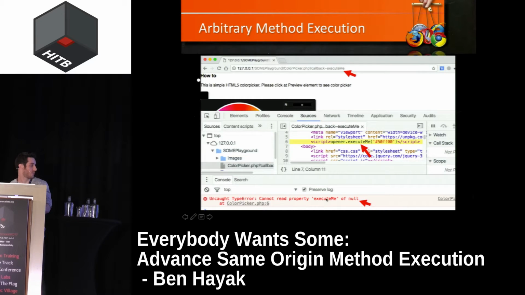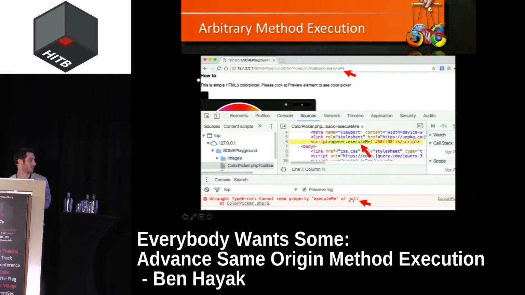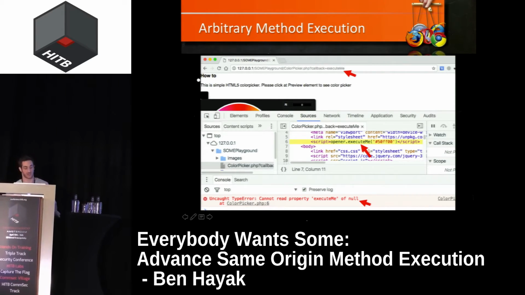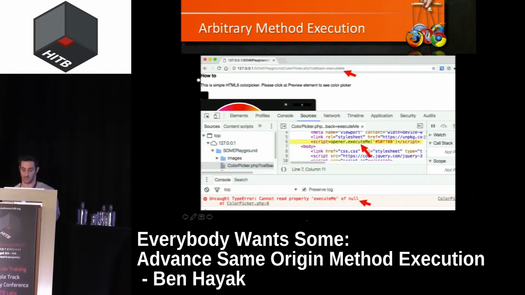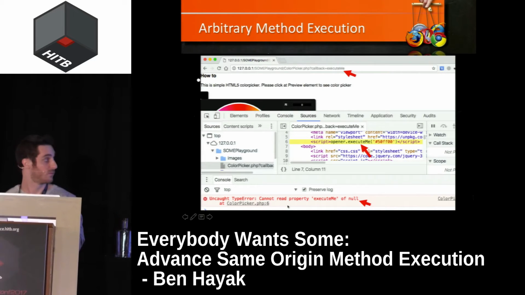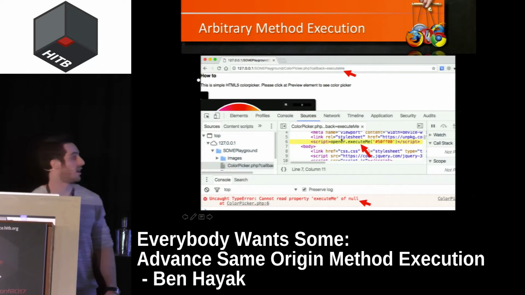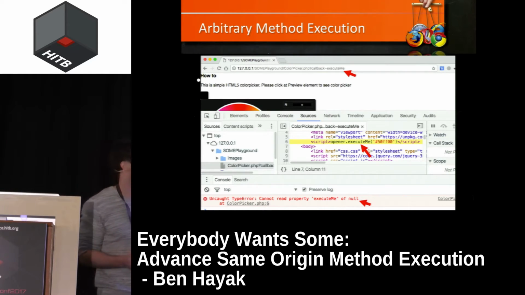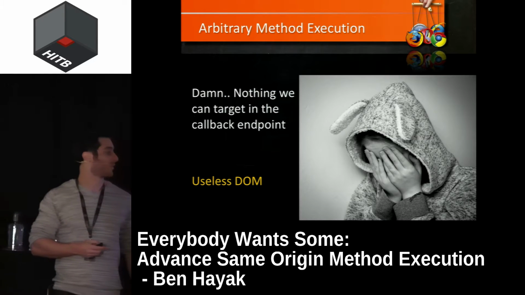And you also see that this execute-me name that we put in here tries to be executed, and hence we see this error, because the opener is null, and therefore there's an error. But this is arbitrary callback execution.